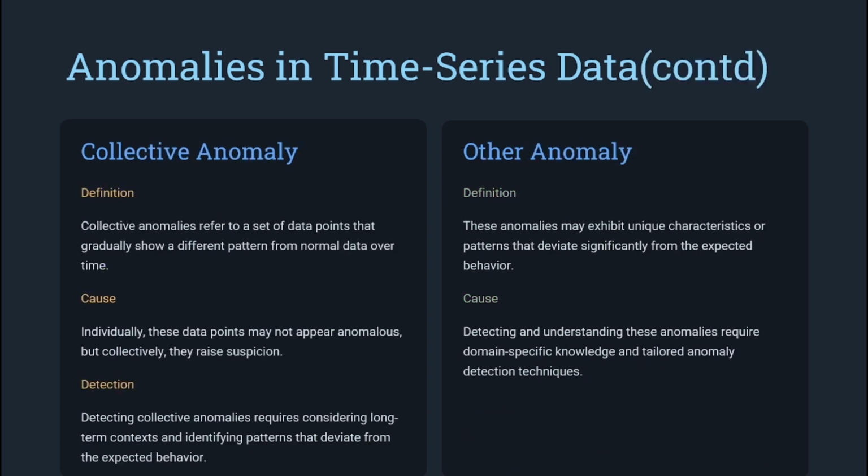Collective anomalies refer to a set of data points that gradually show a different pattern from normal data points. Individually these data points may not appear anomalous, but collectively they raise suspicions. Detecting collective anomalies requires considering long-term context and identifying patterns that deviate from the expected behavior. Other anomalies may exhibit unique characteristics or patterns that deviate significantly from the expected behavior. Detecting and understanding these anomalies requires domain-specific knowledge and tailored anomaly detection techniques.